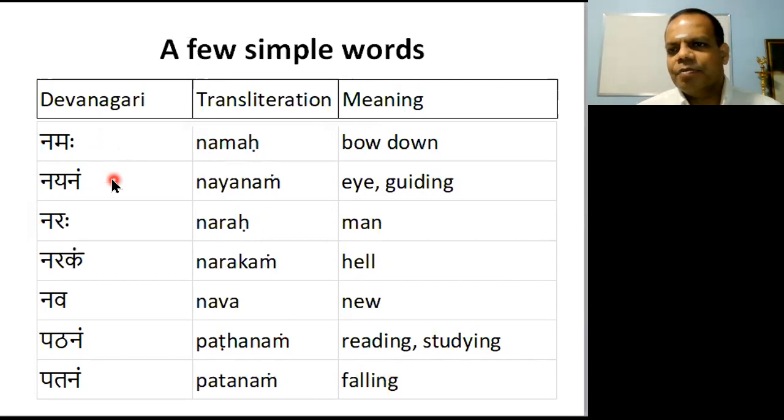The next word is nayanam. Na, ya, na, and anuswara, nayanam. Nayanam means eye, E-Y-E. I thought I would just mention something in brief. You may have heard Swami's discourses where Swami says there is a capital I which is God. The individual I is E-Y-E. I think many people would have heard Swami make these statements.